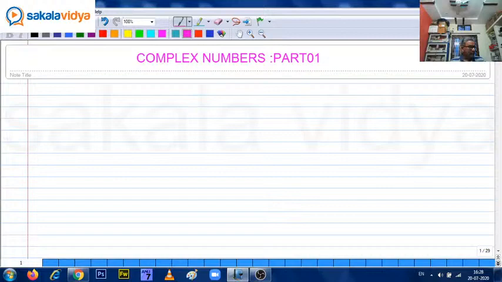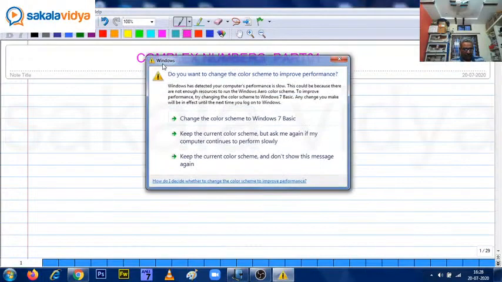Today we'll discuss complex numbers. This will be very useful for Eamcet as well as Eamcet also. In Eamcet, actually, two questions will appear from this chapter, whereas for Eamcet it has more weightage. It may have 3 to 4 marks.